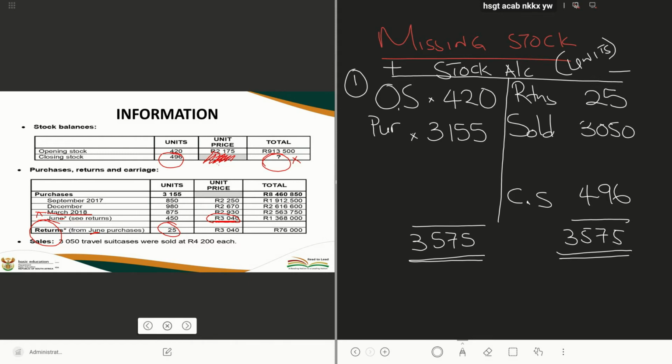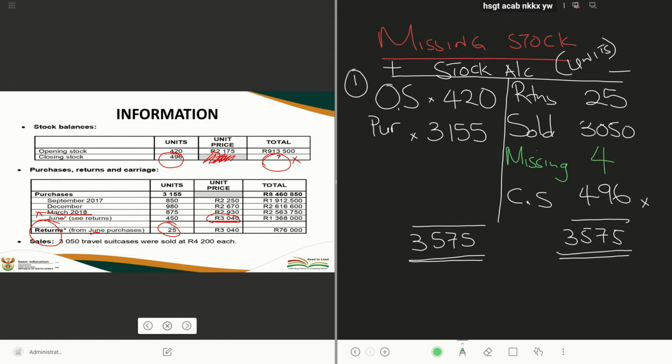Then we start subtracting now. All right? We'll now say minus. We subtract this one first, minus your 496, minus your 3,050. Then you say minus your 25. Then you will realize that now you are left with 4. That 4 therefore becomes your missing stock.